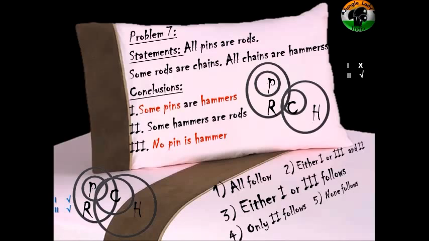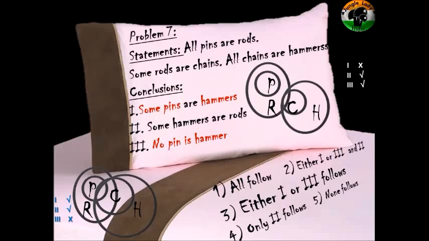Now take conclusion 3, which is no pin is hammer. If you observe, pin and H are separate circles in diagram 1, so conclusion 3 is a tick for diagram 1. Now please look at diagram 2, the bottom diagram. No pin is hammer. Oh, it's false, because there is an intersection between hammer and pin. So "no pin is hammer" is a wrong conclusion here.